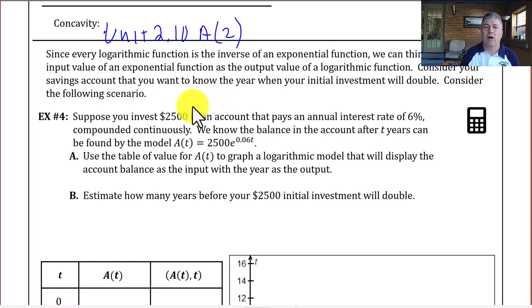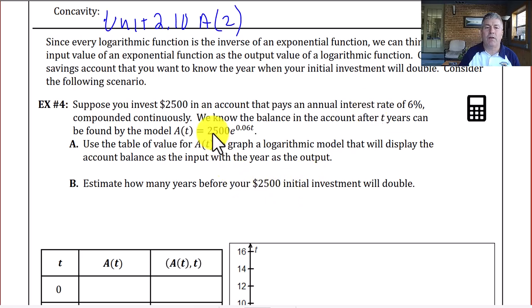Consider your savings account, where you want to know the year when your initial investment will double. Suppose you invest $2,500 in an account that pays an annual interest rate of 6%, compounded continuously. We know the balance in the account after t years can be found by the model A of t equals 2,500 e to the 0.06t. So that would be our PERT formula.